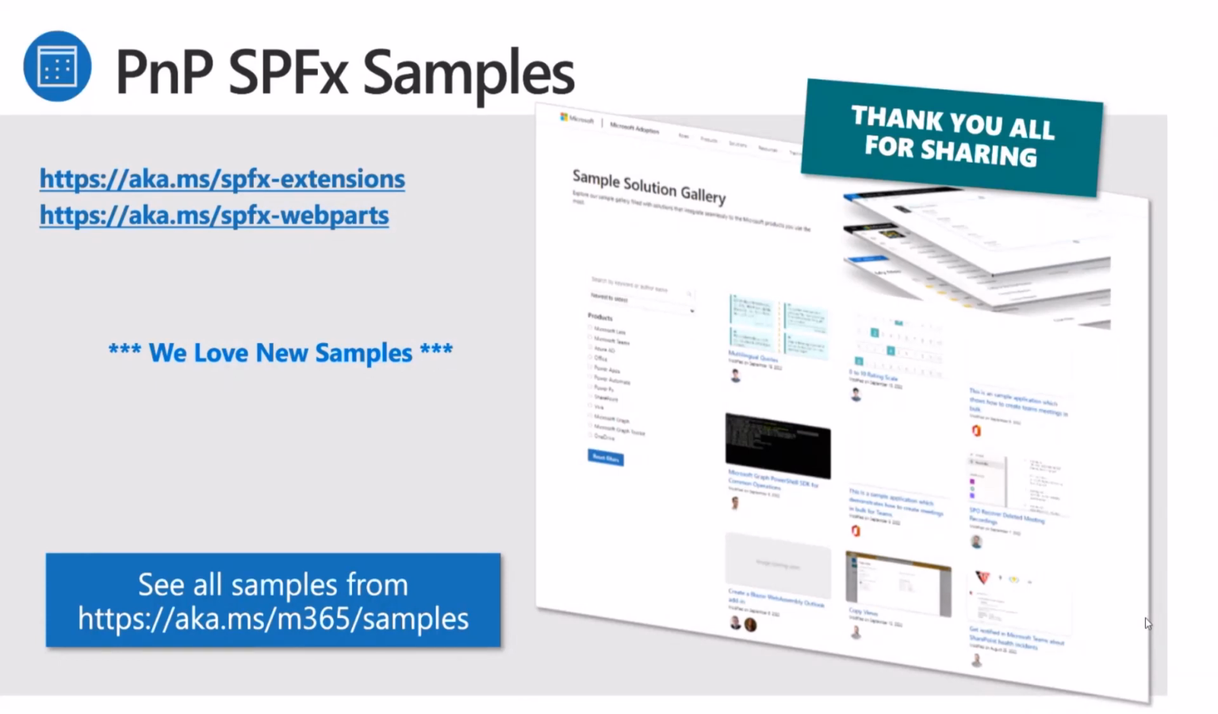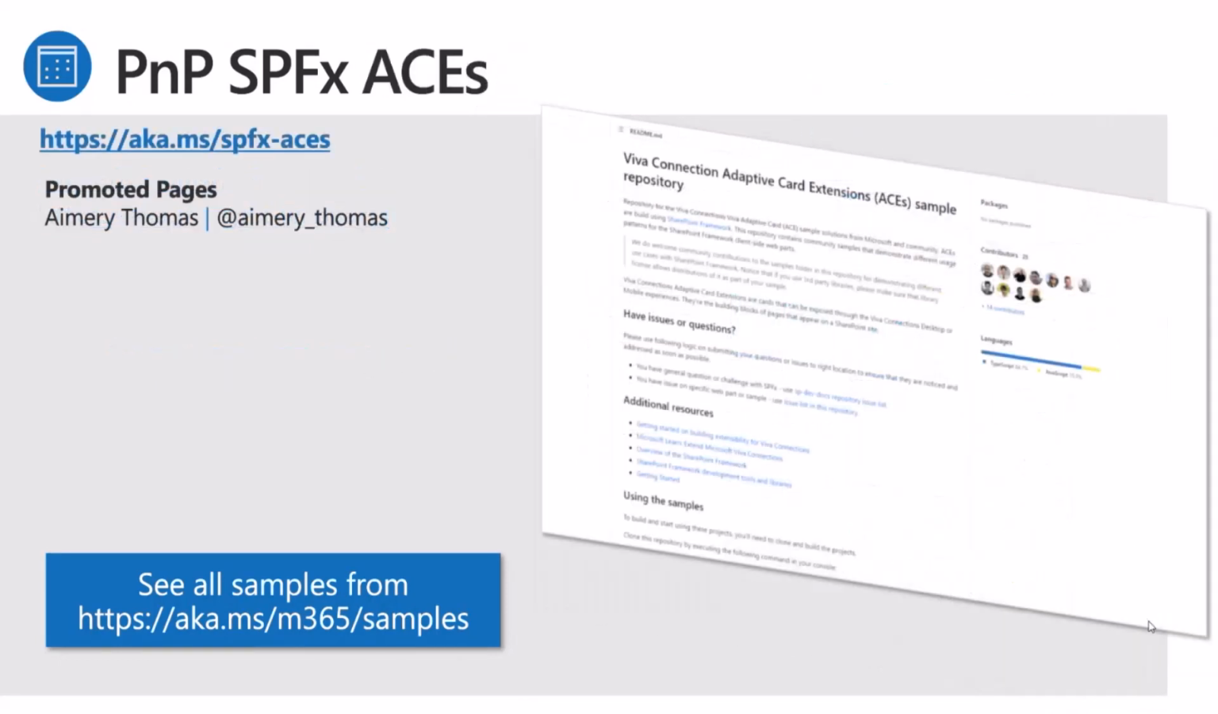And with that, we can move on to ACEs and Derek. Yep, that's me. We have one new sample that got approved in the last couple of weeks. That is from Amory Thomas. It shows the pages in your SharePoint site and allows you to promote those to news items. So it's pretty cool. Check it out if you are just starting with ACEs. There's that, as well as a bunch of other samples. And if you want to contribute, we love samples too. Back to you, Beau.